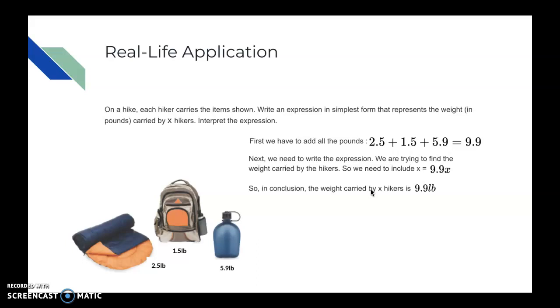So in conclusion, the weight carried by x hikers is 9.9x pounds. 9.9 is the total of these. We don't know how many hikers there are, and it says each hiker carries the items shown. So each hiker carries all three of these, and the total weight is 9.9 pounds. Then we need to multiply that by how many hikers there are to find the total amount, but we don't know that. So that is our expression.